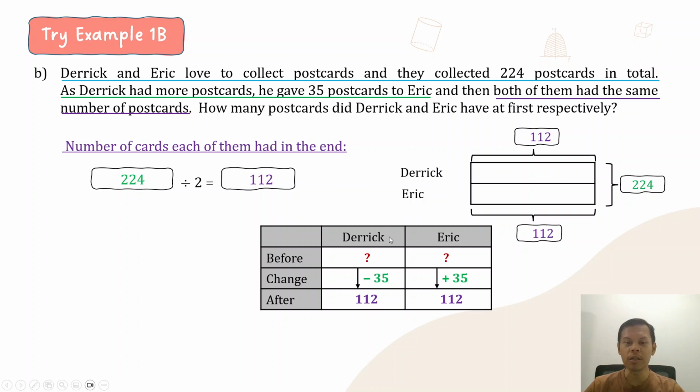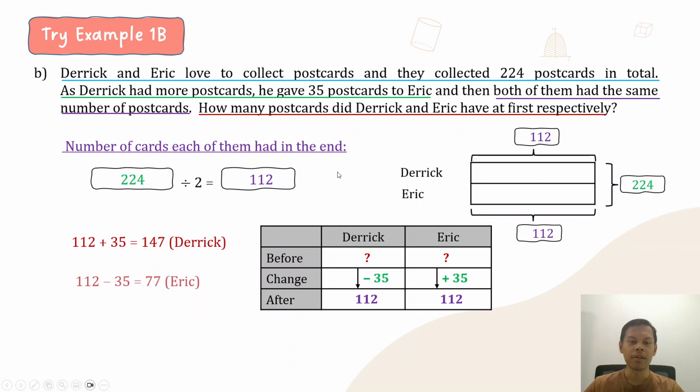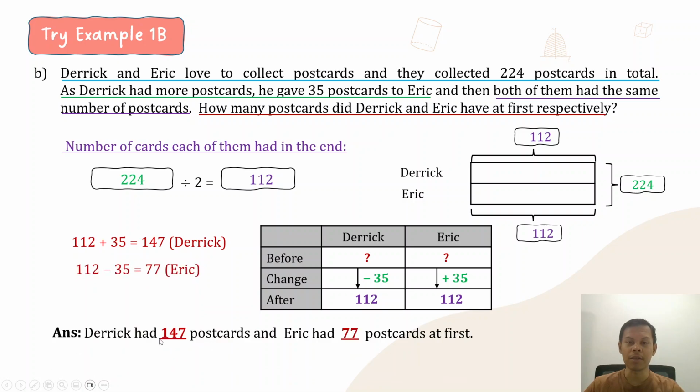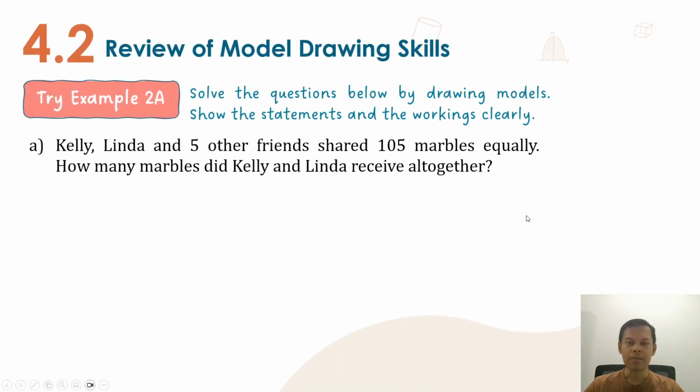But since we are looking for the before part, we need to work backward. 112, we plus it with 35 to find Derek. While for Eric, 112, we need to minus 35. Then the answer is going to be 147 for Derek and 77 for Eric respectively. Okay, alright, next, going to the second part of this lesson, where we are going to review the model drawing skill. So as you all know, we should be able to do model drawing for different kinds of scenarios.